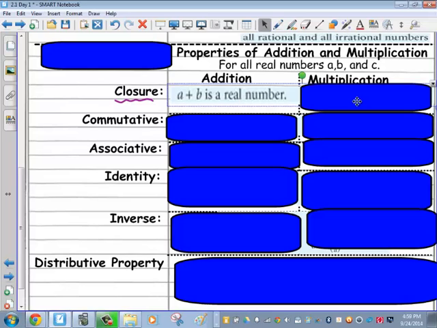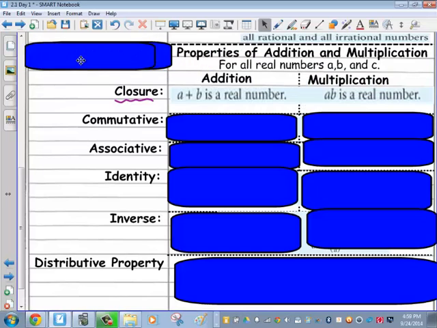And the same is true for multiplication. If you have two real numbers, A and B, and A is multiplied by B, you're also going to get a real number. It's called the closure property.